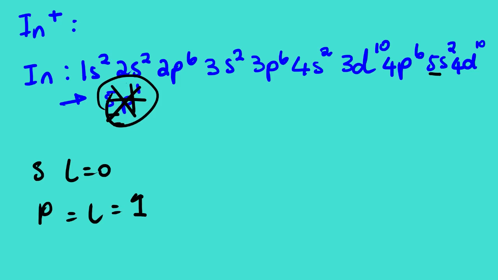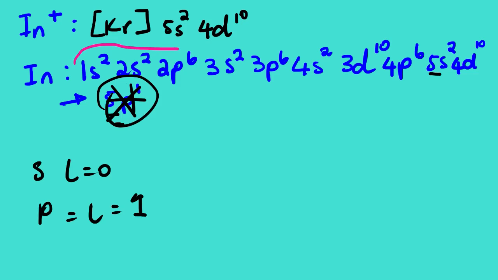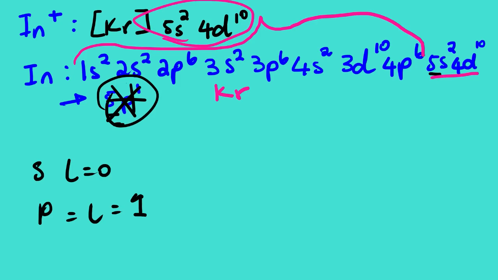And looking at the electron configuration, I'm using the noble core. We are going to have krypton. You can verify 5s2 and 4d10. So if you check the electron configuration, this one up to here is for krypton. And then this is the last part that we have here, which is this.